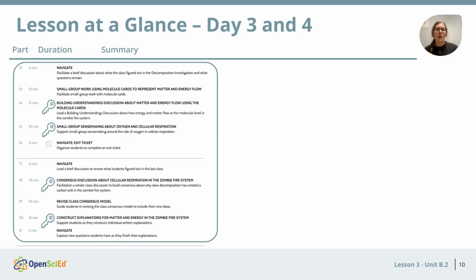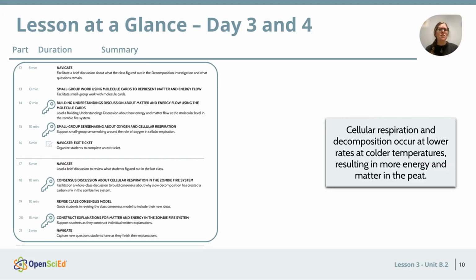Here, students are going to conduct a building understanding discussion about matter and energy flow. They're going to use molecule cards for that. They're going to have a small group sense-making discussion about the role of oxygen in cellular respiration. And then finally, connect it back to the zombie fire systems and construct their own explanation. Students are going to figure out that cellular respiration and decomposition occur at lower rates at colder temperatures, resulting in more energy and matter left in the peat.